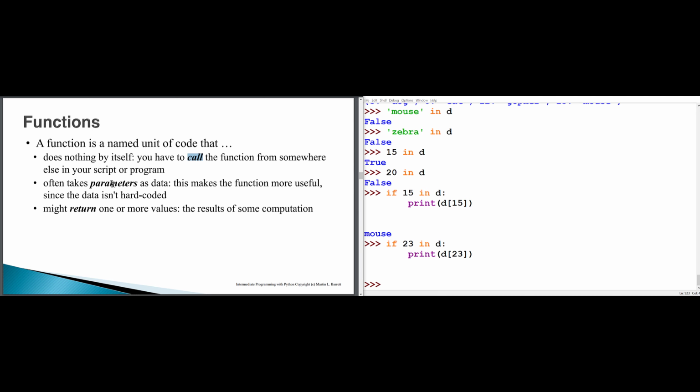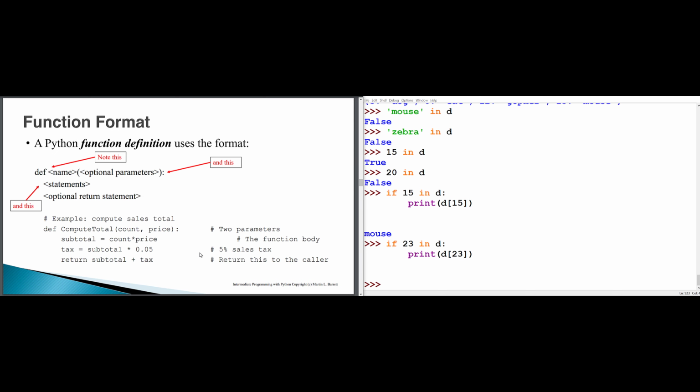A function often takes one or more parameters that you pass in to modify how the function behaves. And very often, if the function computes some kind of value, it will need to pass that value back to the code that called the function using a return statement. Okay? So here are the required parts of any function definition.